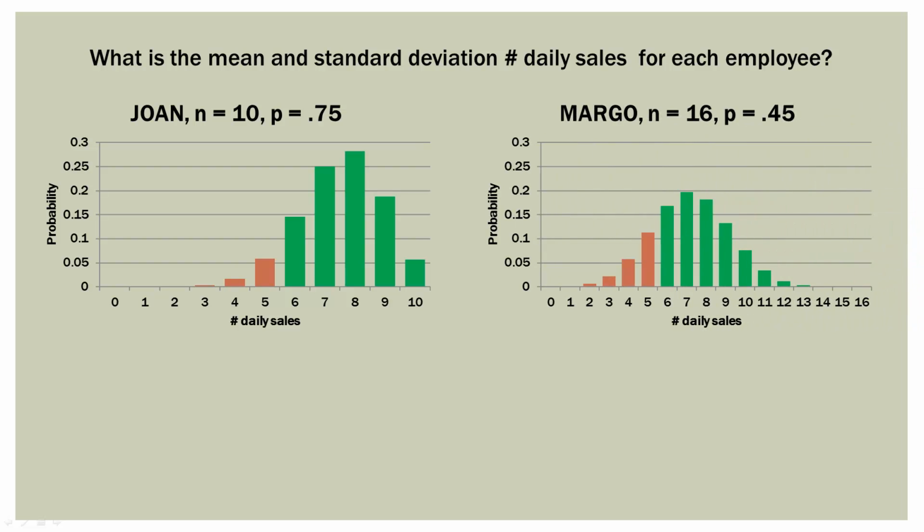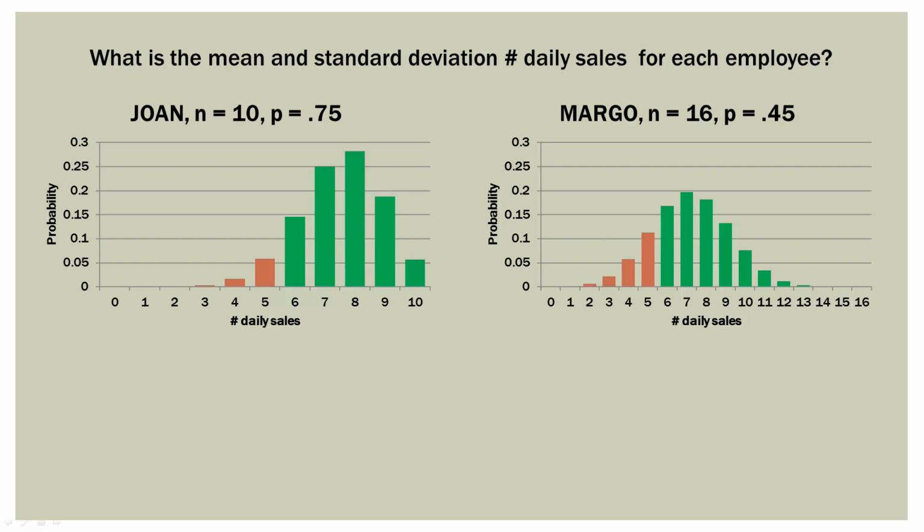Now Margot's look like this. You can tell that she makes many more calls per day, all the way up to 16. So she can make anywhere from 0 sales all the way up to 16 sales. Of course those outcomes are very unlikely, and you can see that by looking at the bars in this graph. The probability of making 0 sales on any given day is so small that you can't even see the bar height. It's there, but it's so small you can't see it. The same thing for 14, 15, and 16, on the right.